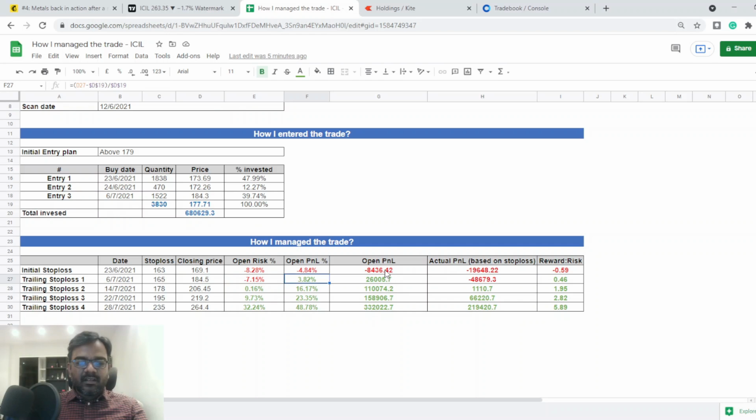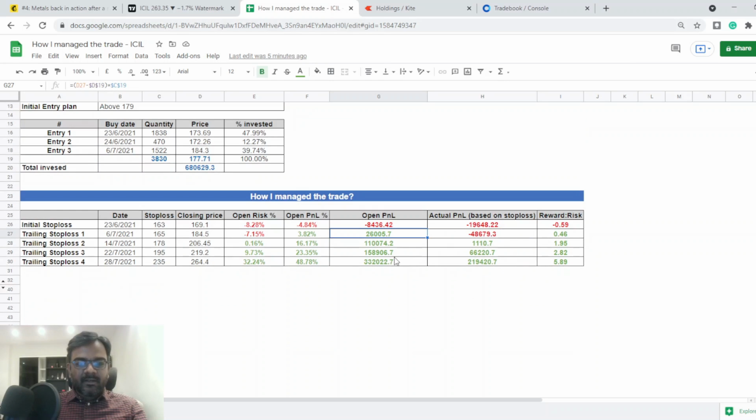Right now, the open P&L has gone up. So we were initially, when we started the trade on 23rd of July, we were in the negative. Now it has gone up, and we are sitting as of 27th of July, the profit is 26,000. But based on the stop loss, I will be still losing 48,000 rupees. Right. So if on that day, even though the stock went to 184, if it comes all the way back down to 165, I will be losing 48,000 rupees.